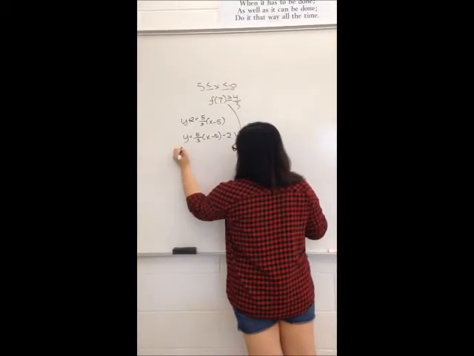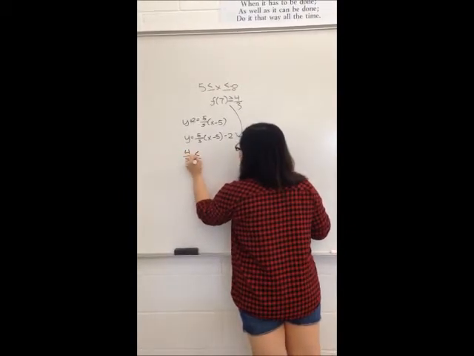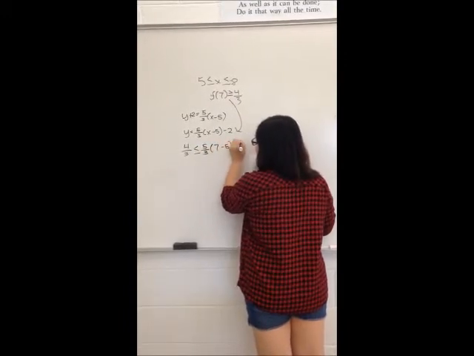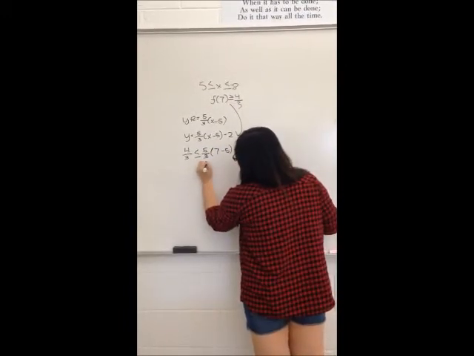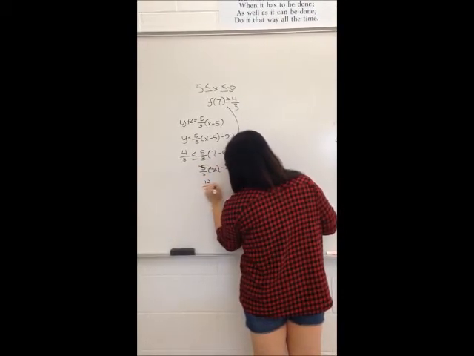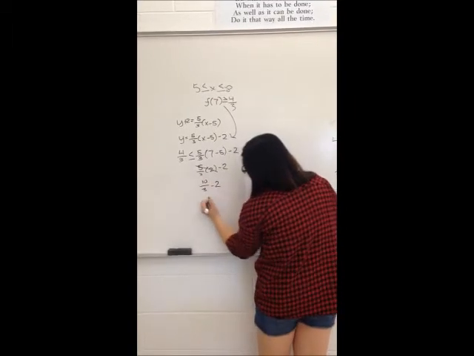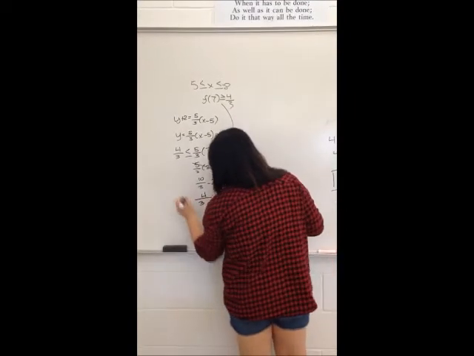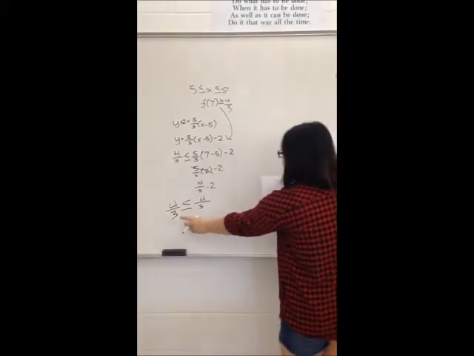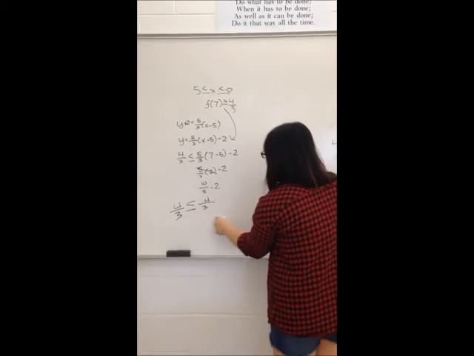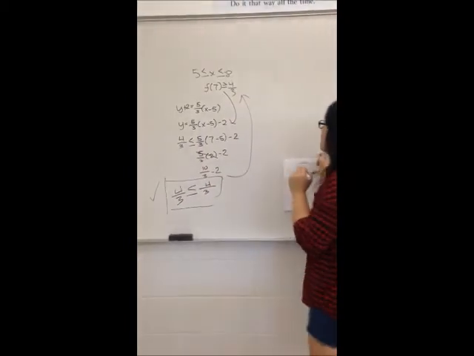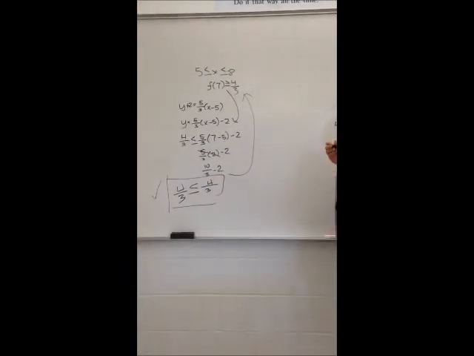So what we'll have is 4/3 is less than or equal to 5/3 times (7 minus 5) minus 2. And then we get 5/3 times 2, minus 2, which equals 10/3 minus 2, which also equals 4/3. And then we get 4/3 is less than or equal to 4/3, which is a correct statement, which proves that f of 7 is greater than or equal to 4/3.